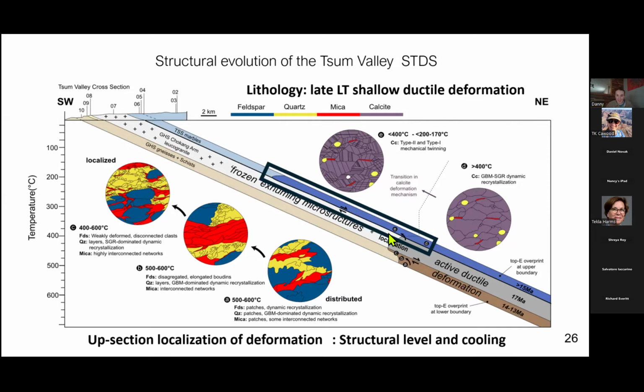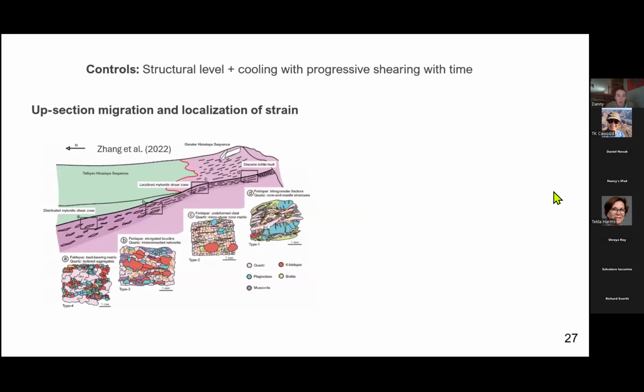So that's the evolution of the Tsum Valley, and I'd just like to finish off very quickly by comparing my findings to studies elsewhere in the Himalaya that have been identifying similar patterns. So an upsection migration of localization and strain in the South Tibetan detachment system has been noted in multiple sections of the Himalaya, even just within the ductile shear component, such as this example here from Zurgala by Zhang and colleagues. So here the lithologies of the ductile shear zone are very similar to the greater Himalayan sequence of the Tsum Valley.